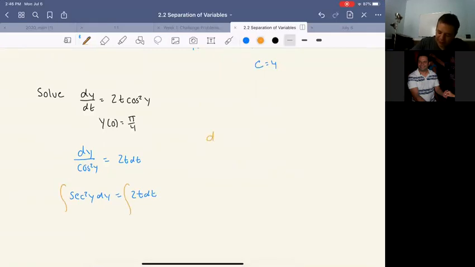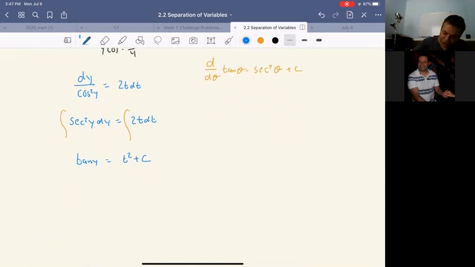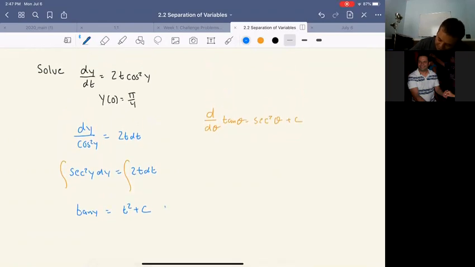Now remember, you may or may not remember that the derivative of tangent is secant squared of theta, plus a constant, which we're going to suck into the other side. So we're going to have tangent of y equals t squared. Remember, we keep the constant on the side of the independent variable. So y equals the inverse tan of t squared plus c.